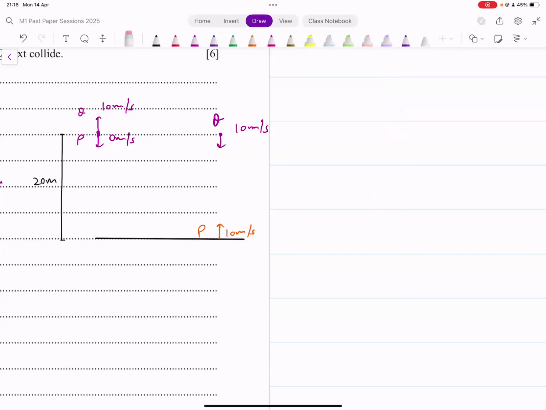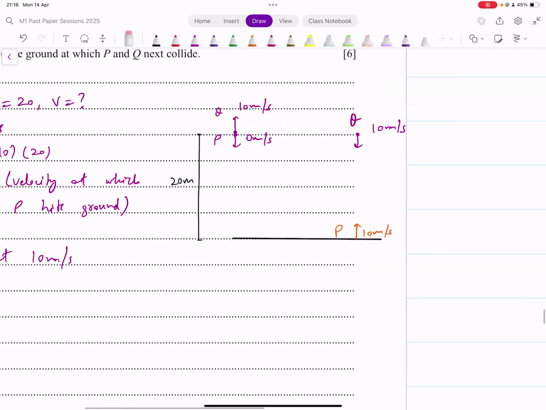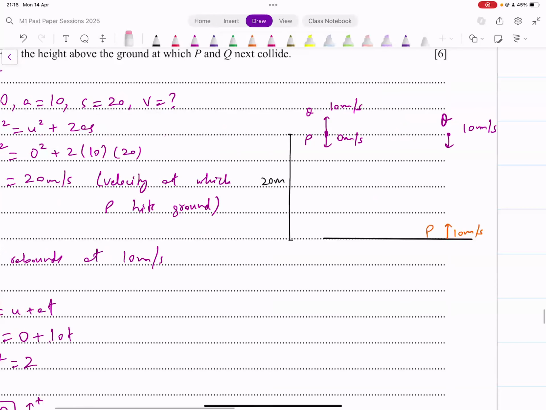Okay. Yes, you're saying something? No? Okay, all right. So now we've reached this point when Q is now moving in the downward direction.